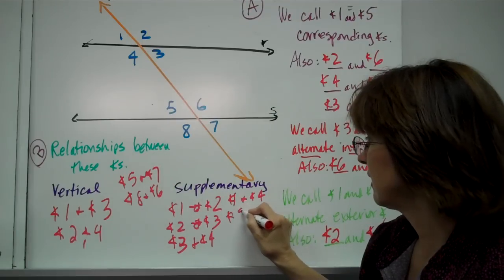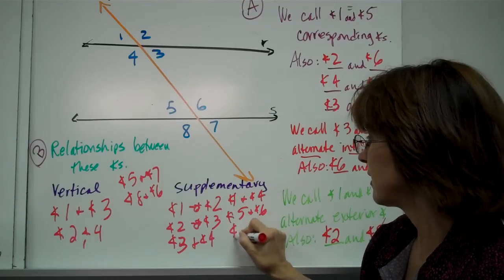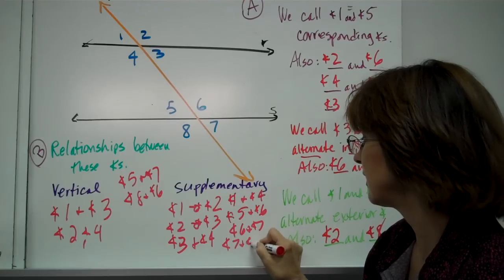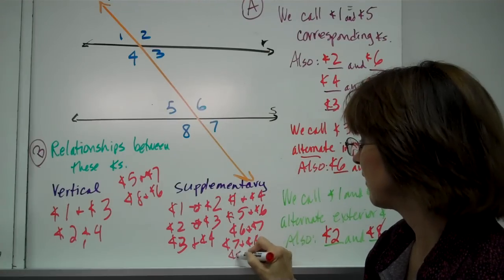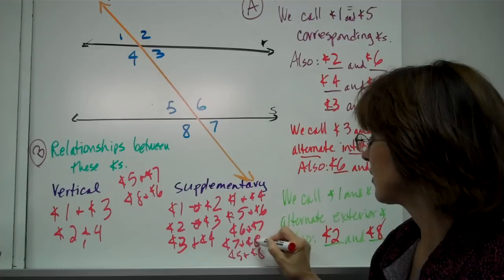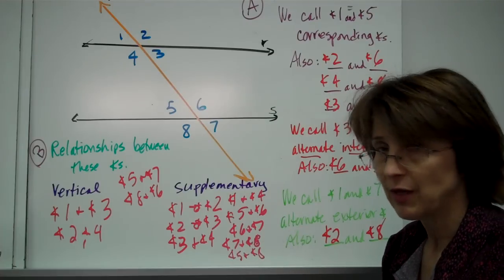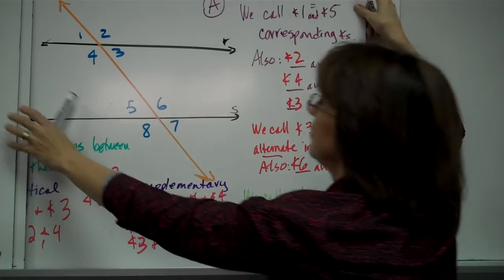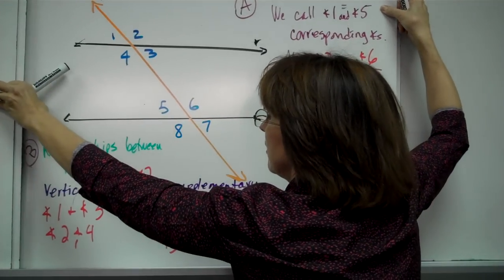Angle 5 and 6. Angle 6 and 7. Right, all the consecutive ones. Angle 7 and angle 8. And then, of course, angle 5 and angle 8. They're also supplementary. So supplementary meaning they equal 180 degrees. Okay, let's see what else we can do here and not topple over.